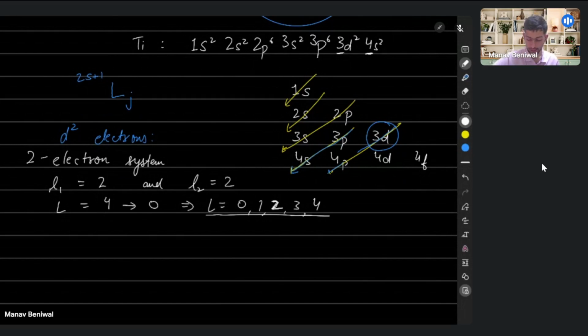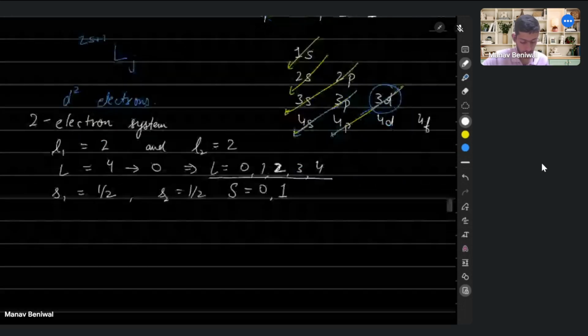And what will be S? S1 is 1/2 and S2 is 1/2. So S can be 0 or 1. Both of them can have up spin, or one up and one down. So total S can be 0 or 1.